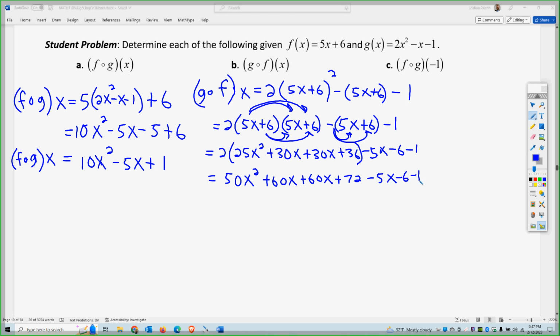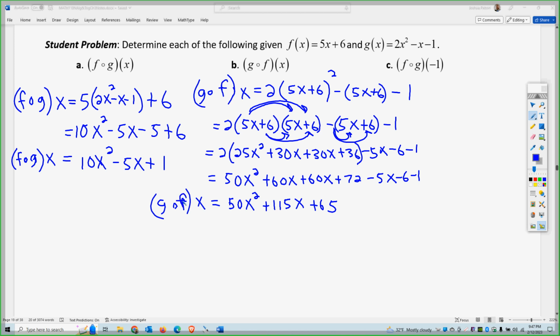All right, so now we can add terms, right? So exponents, multiply, multiply, then the last step is to add. So 50x squared, let's see, 120 minus 5 is 115x. And then 72 minus 1 is 71. Minus 6 more is 65. Here we go. So that's our g of f of x.